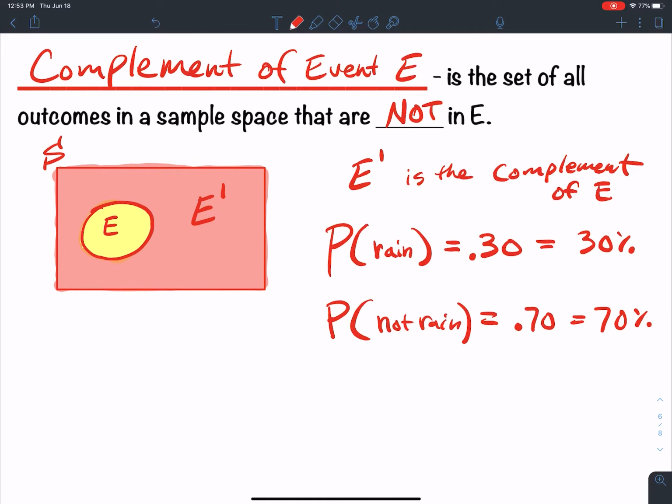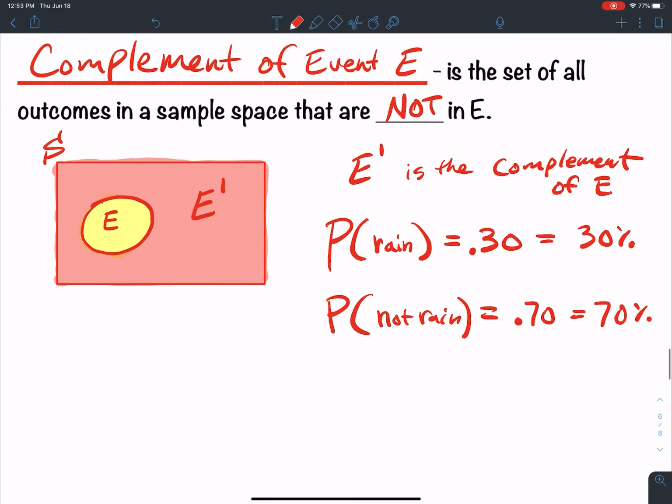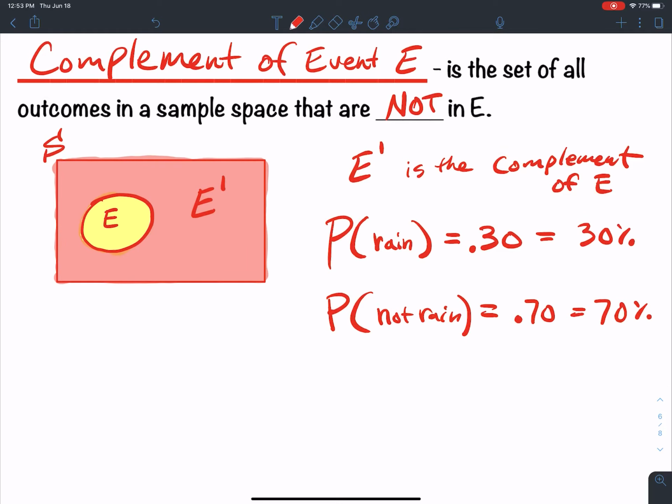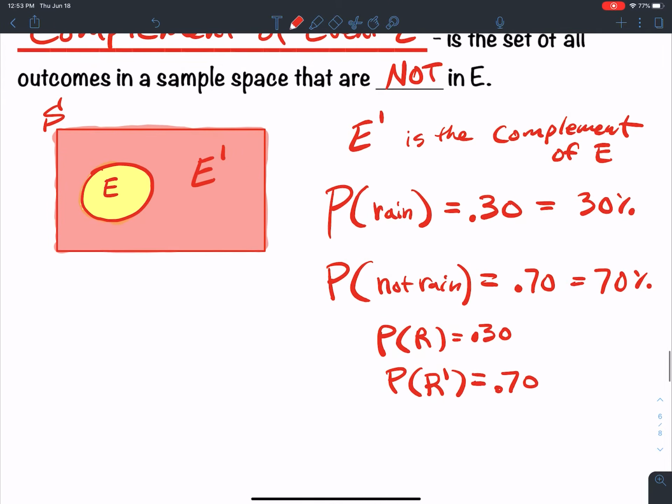How do you do that? How is that even possible, right? So the way we do this, if I had probability of rain, R, is equal to 30%, okay? Probability of not rain, R prime, is 70%, okay? How did we even come about that?